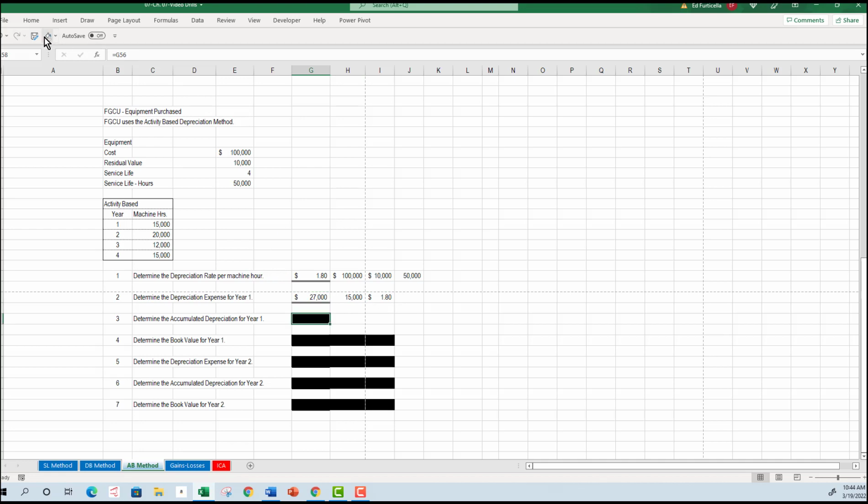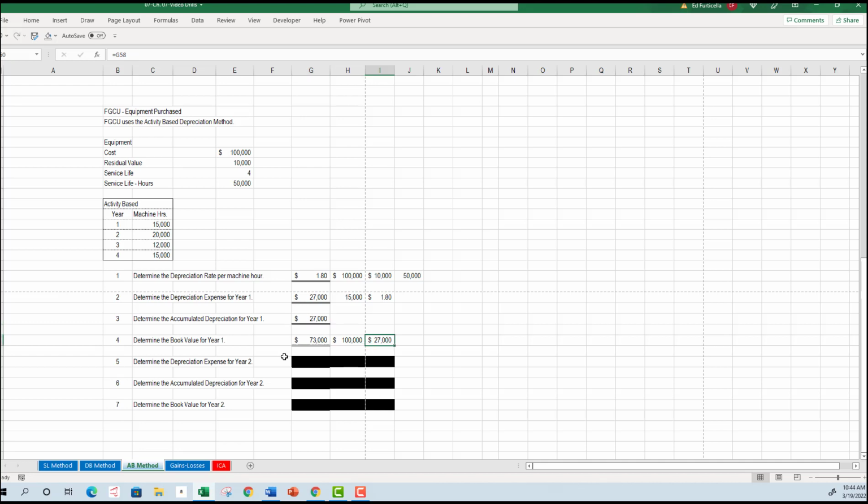Accumulated depreciation for year 1 is $27,000. It's equal to the current year depreciation expense because there was no prior balance in accumulated depreciation. The book value for year 1 is $73,000. It's the acquisition cost of $100,000 minus the accumulated depreciation balance of $27,000.